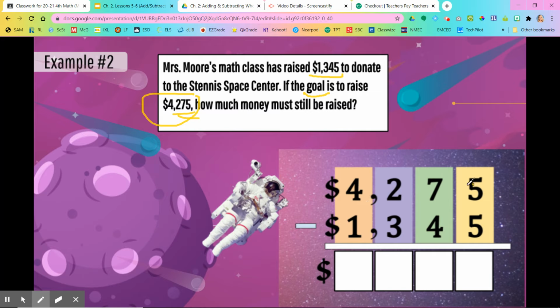And we'll start with the ones place over here. 5 minus 5 is 0. 7 minus 4 is 3. Now keep in mind we're paying attention and making sure that my little numbers don't fall on top, which would mean I would have to regroup. All right, so let's keep going to the hundreds place. 2 minus 3. So here's an example of that. My little number is on top. So I'm not going to be able to subtract that.